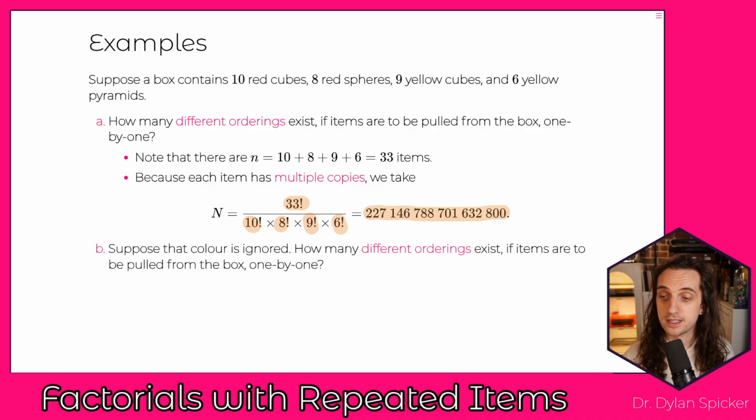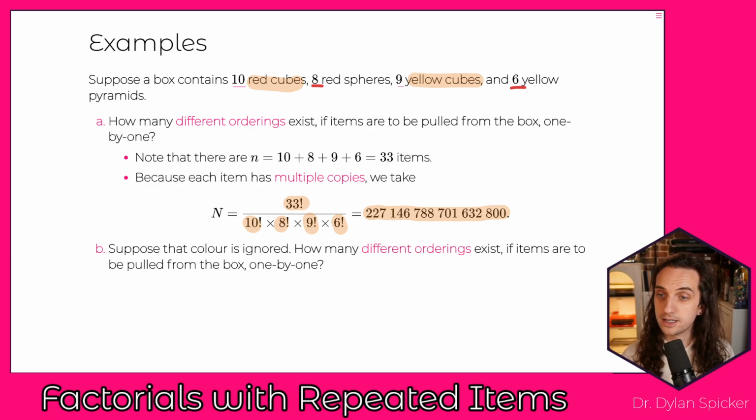Now, to extend this, let's suppose that we ignore the color, so the color doesn't actually make any difference. How many different orderings are going to exist if items are to be pulled from the box one by one? What that is telling us is that our red cubes and our yellow cubes are now the same shape. So here, we're going to have 10 plus 9, so that's 19 of the first type of item. We're going to have 8 spheres and 6 yellow pyramids.